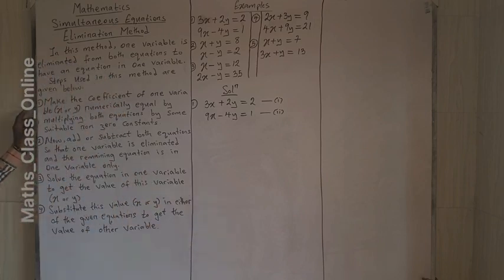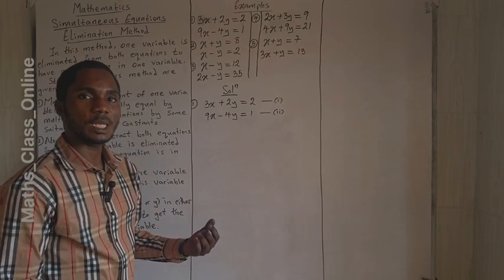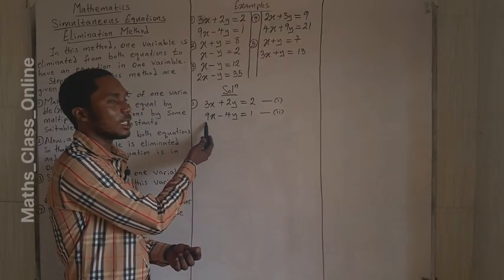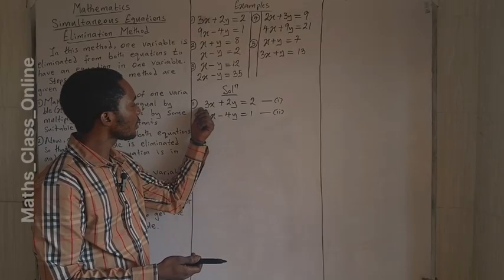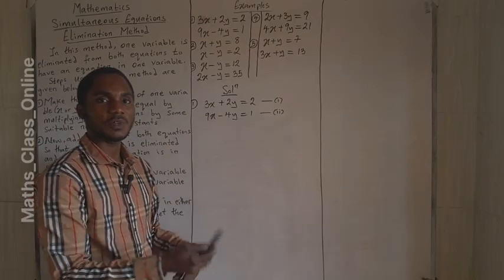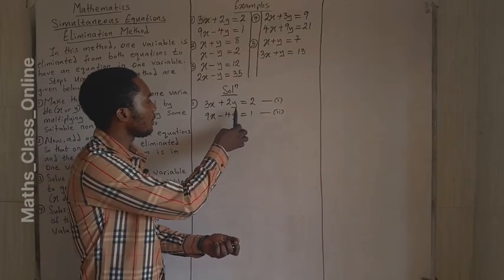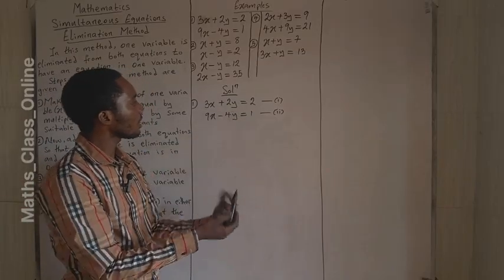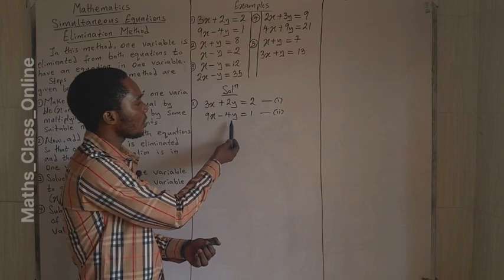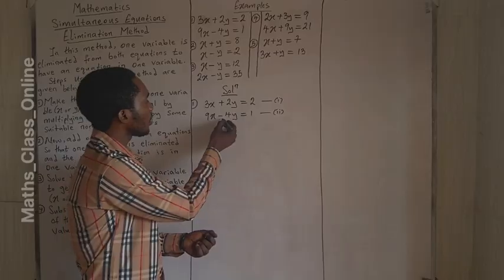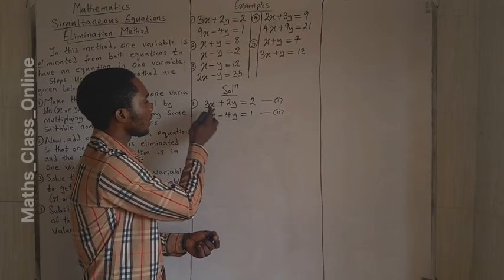Let's come back to step 1. Make the coefficients of one variable, x or y, numerically equal. What do we mean by this? If we choose to eliminate x, the coefficient of x in equation 1 and the coefficient of x in equation 2 must be equal. We have this to be 3 and we have this to be 9. That means we will find a way of making this coefficient the same. Also, if we choose to eliminate y, we must find a way of making the coefficients of y in equation 1 and the coefficients of y in equation 2 equal numerically. And that means that we will not consider the signs that we have here.